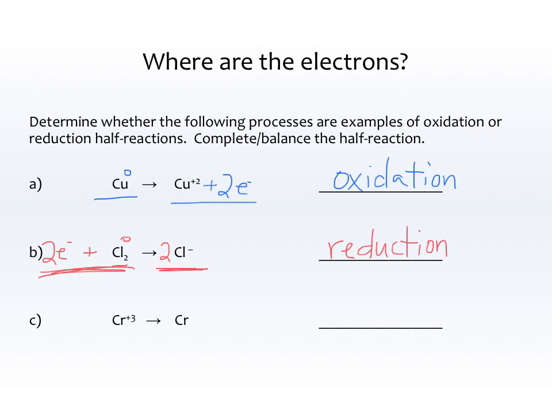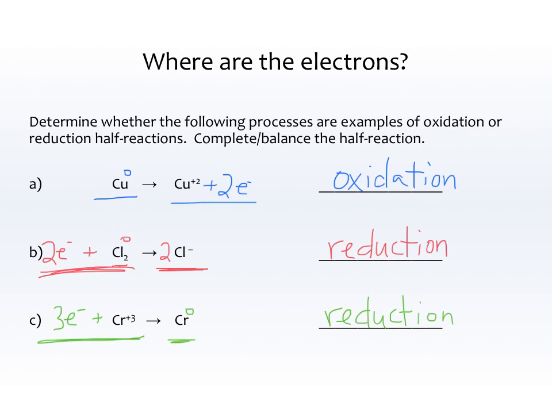And then for my last one, I've got chromium +3 turning into chromium 0. Notice the charge is getting smaller. Since the charge is getting smaller, it must be because it gained electrons, and reduction is the gain of electrons. And so, gained electrons means the electrons have to be on the reactant side. And in this case, 3 of them, because there's a 3+, so that the total charge on the left is 0, and the total charge on the right is 0.